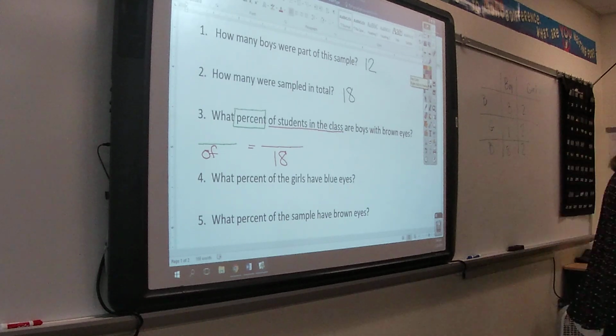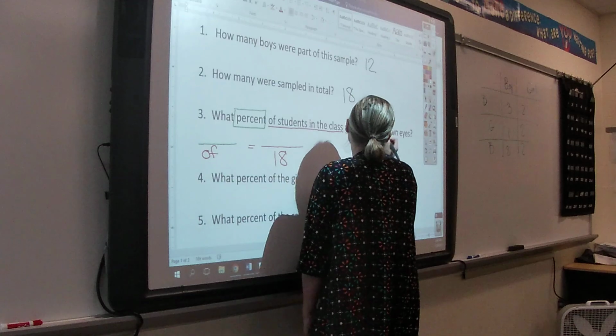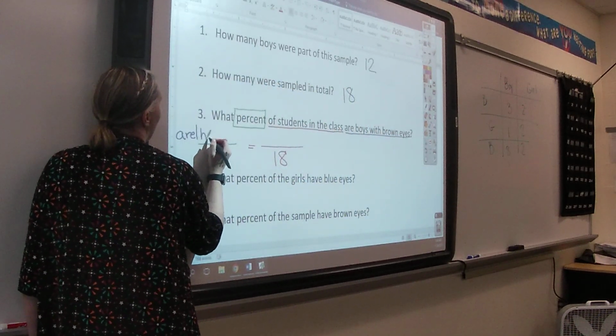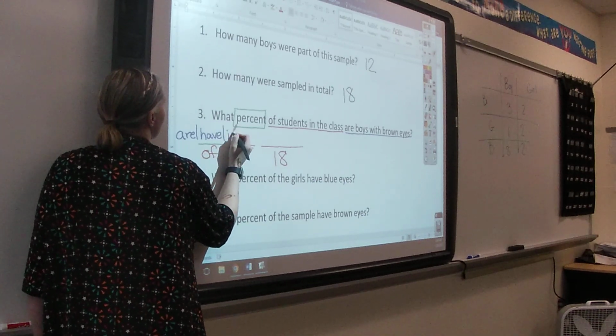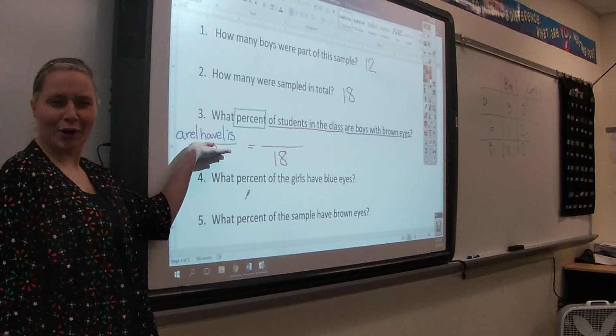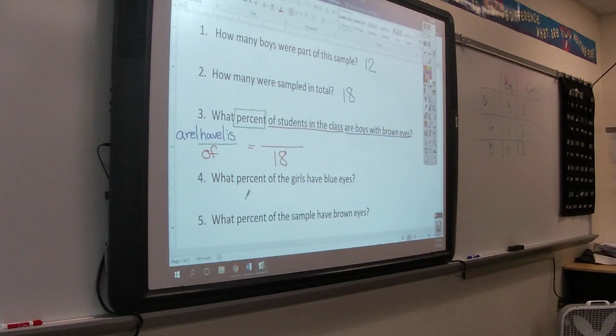Now, the English language is weird. Right? So are boys with brown eyes. The structure of what we're surveying, that wording might be slightly different. It's sort of like our prepositional phrase. English game. Okay, so are boys with brown eyes?